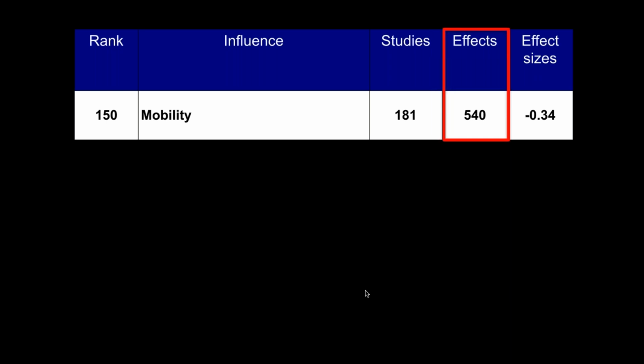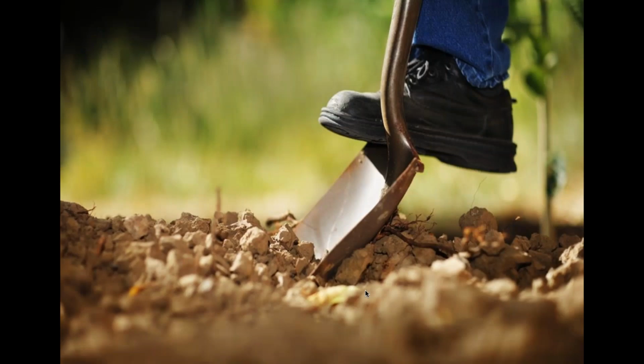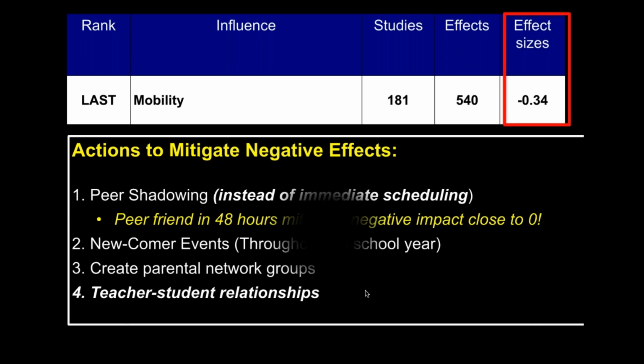540 effects means that there were 540 indicators within the studies around student achievement or learning. Math achievement boys and girls. Math achievement boys and girls if they had an IEP, for example. So you can see how the scope can grow. But we have to dig in. We don't know enough yet from that number. When we dig into the research, it's interesting.